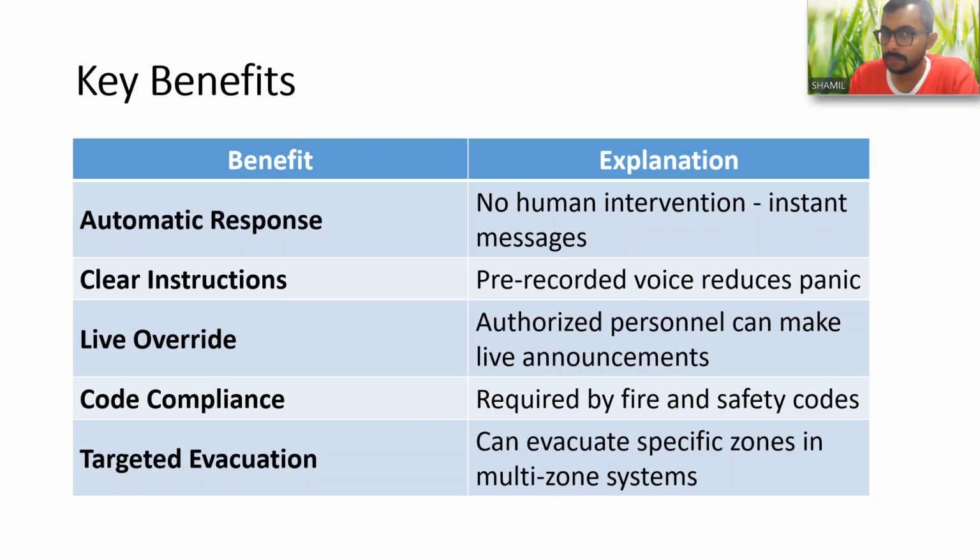That is, in case of the multi-zone systems, which I have discussed in the previous video, if you need to go for targeted evacuation, that is, this particular zone where the occupants need to evacuate, we can select that particular zone and instruct the occupants over there to escape from the building, to escape from the vicinity of the fire. So these are the benefits. The first benefit is automatic response. The second benefit is clear instructions. The third is live override. The fourth is code compliance, and the fifth is targeted evacuation. These are the key benefits of the integration.